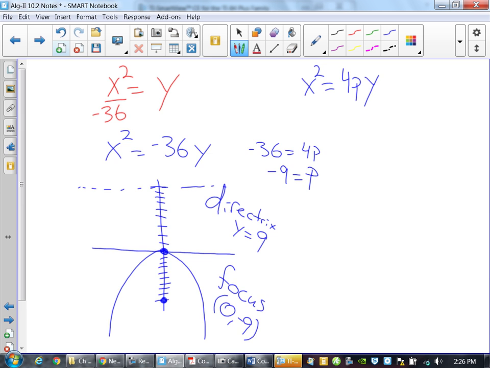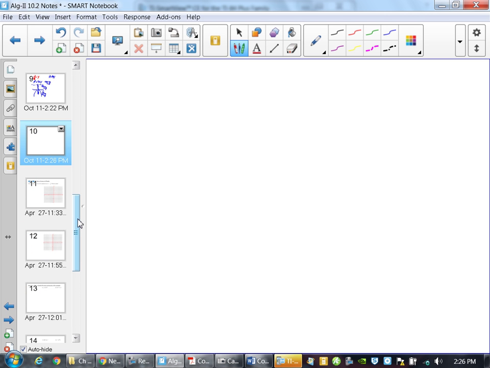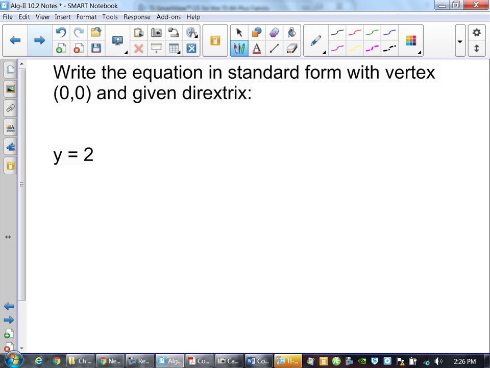Let's try another one. Write the equation in the standard form with the vertex at 0, 0, and a directrix of y equals 2. So, directrix. A directrix is always either a horizontal line or a vertical line. This one is what kind? It's horizontal. You're on the right track. We know that it has to be at the origin because it said so. It has to be a directrix at y equals 2.